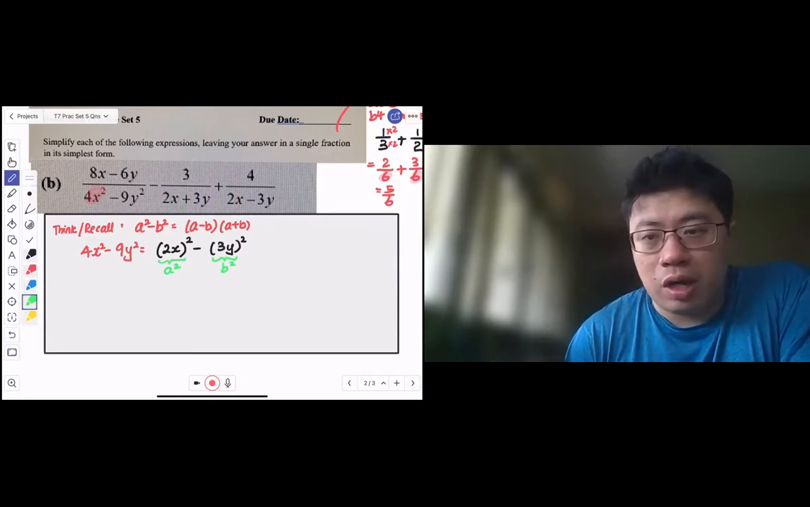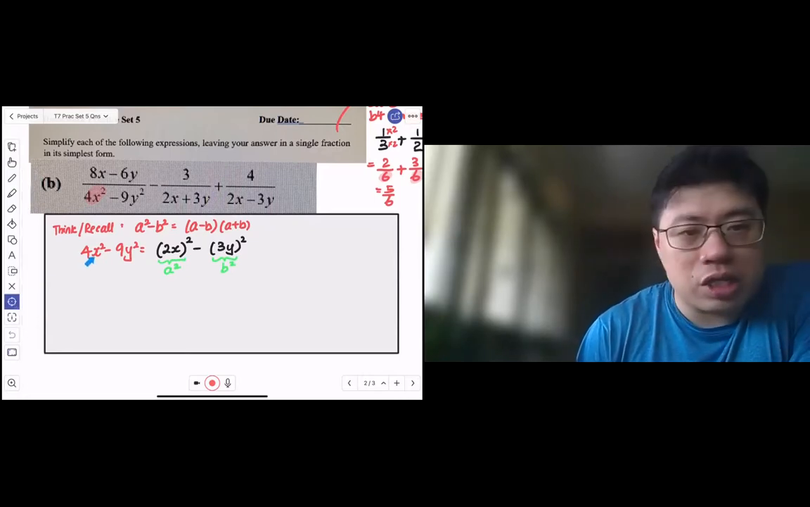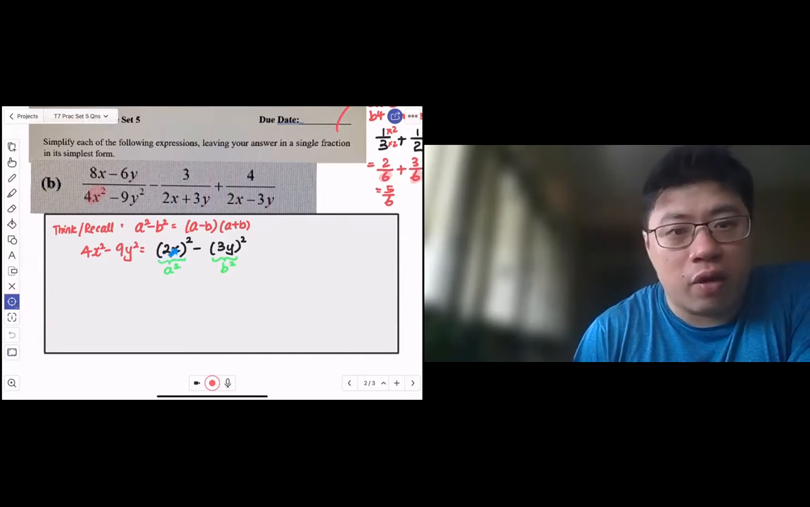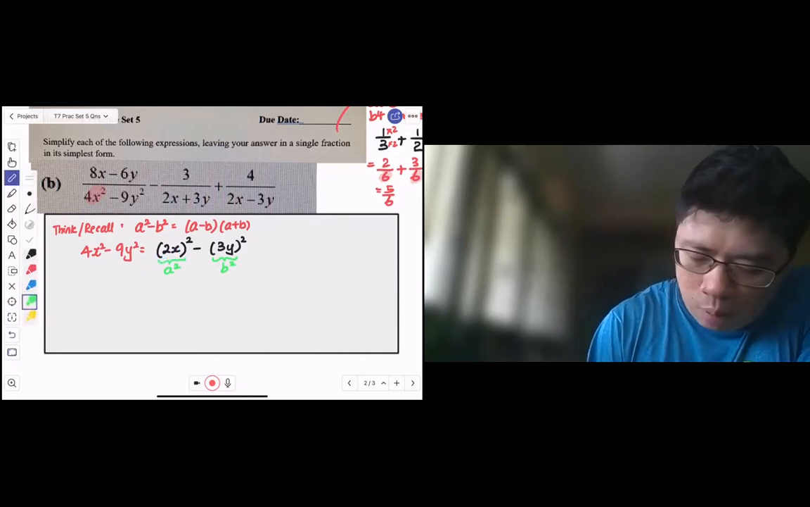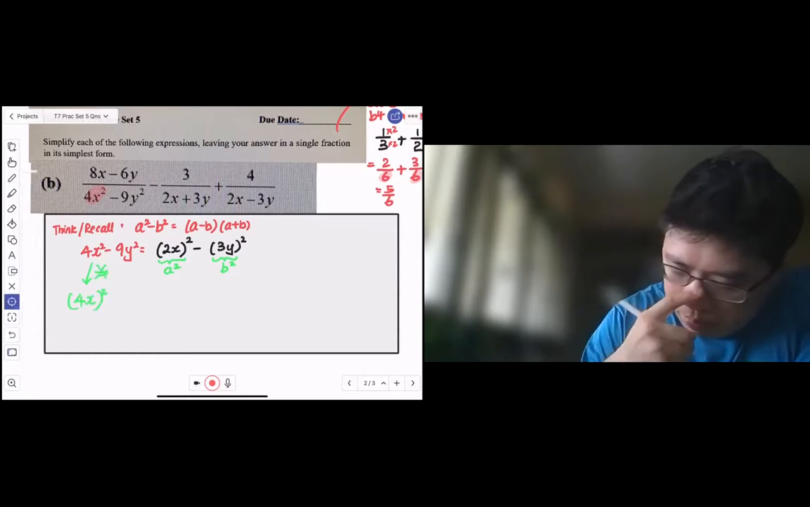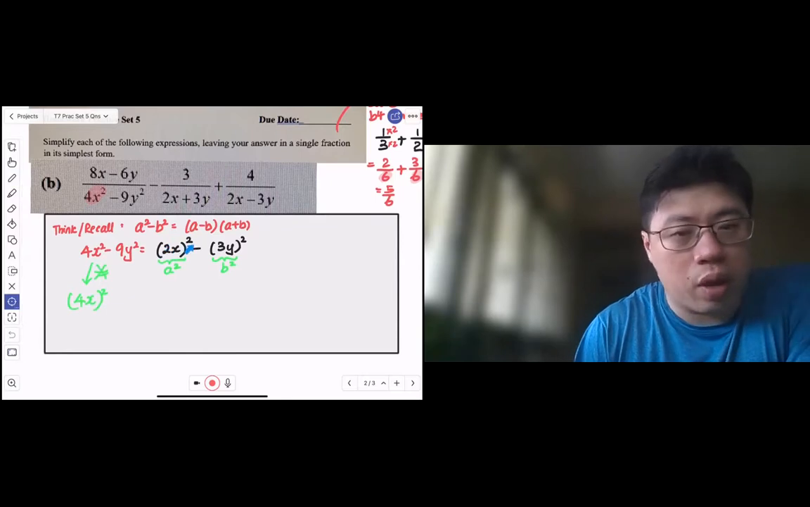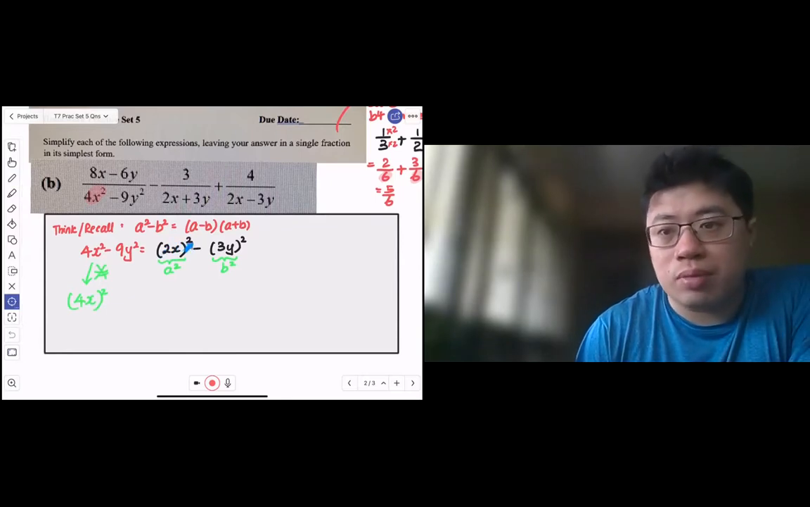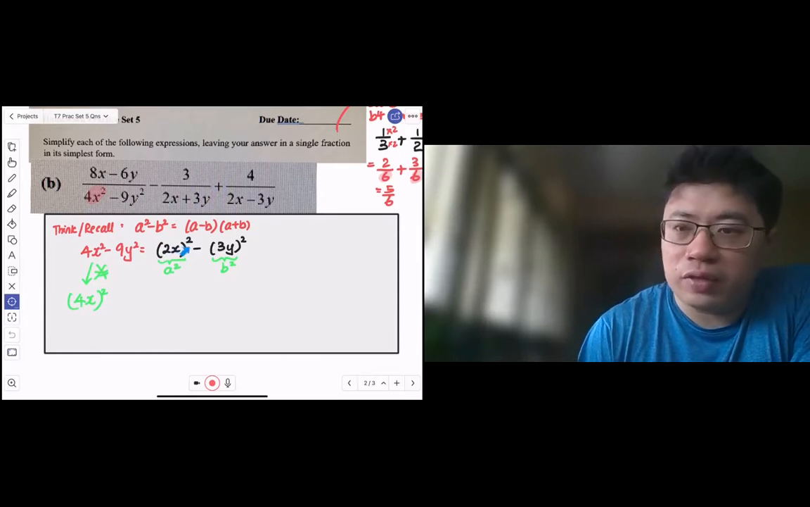Just remember, 4x squared is not 4 times 4x whole. This is not equal to this. A common mistake is people think this. It is not. Remember, you're talking about (2x) squared, because 2x squared is 2x times 2x. That gives you the 4x squared. So just be careful of that.